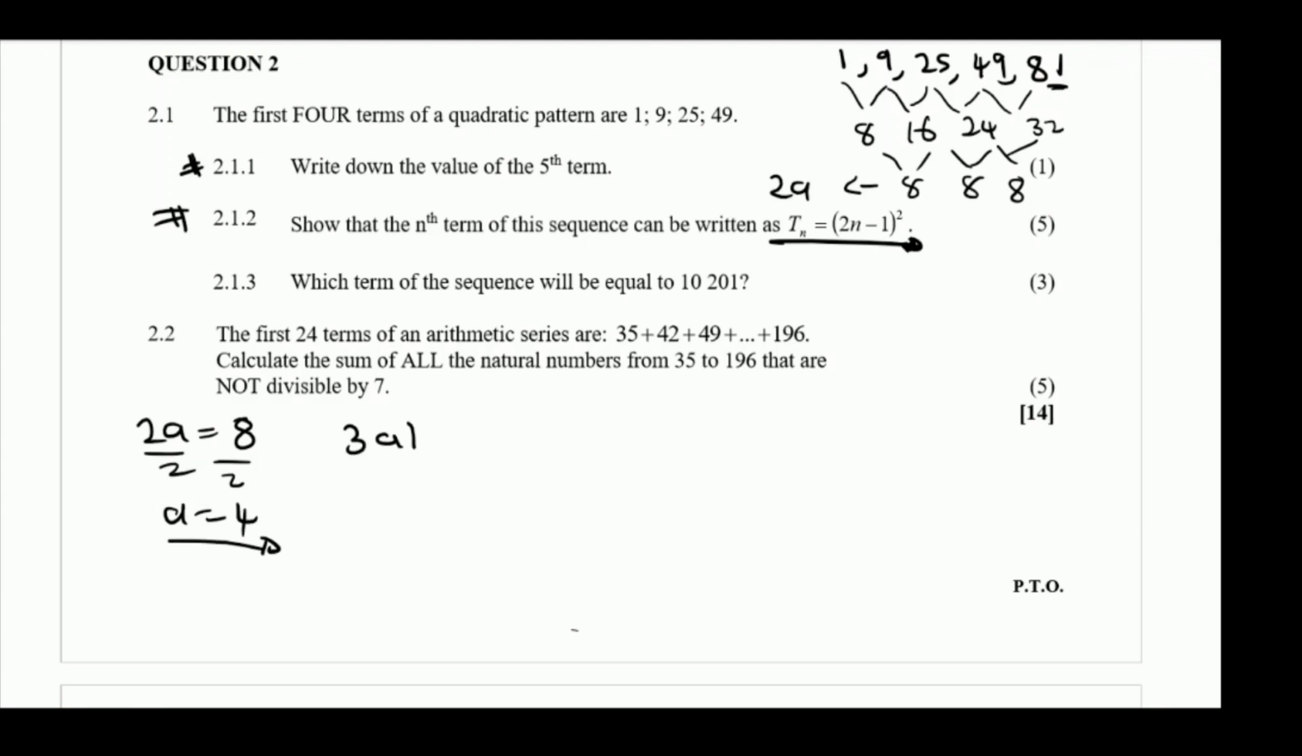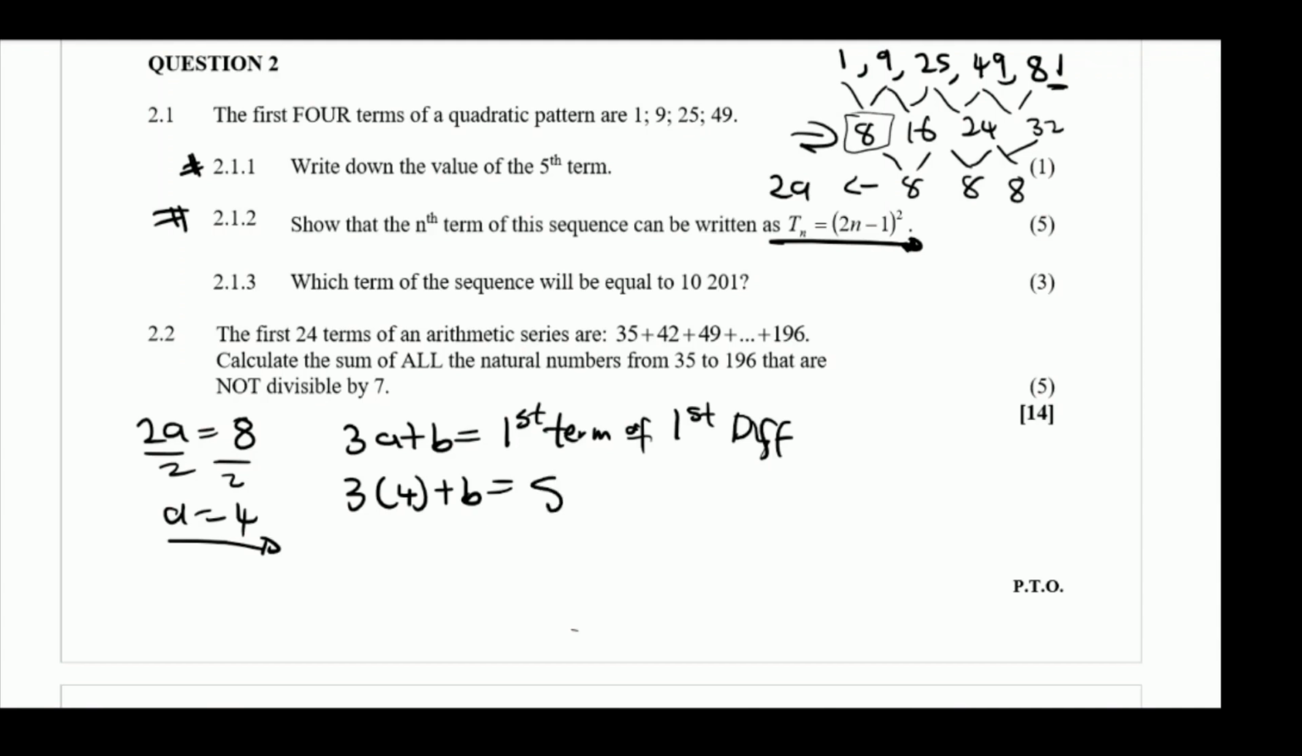Then 3a plus b is equal to the first term of the first difference. Not just any term, but the first term of the first difference. We know our a is 4, so it's 3 times 4 plus b is equal to, what's the first term of our first difference? It is 8. Then you transpose this to the other side, and your b should be minus 4.